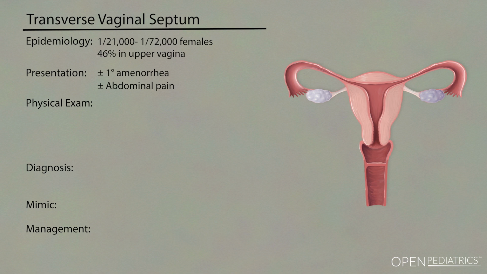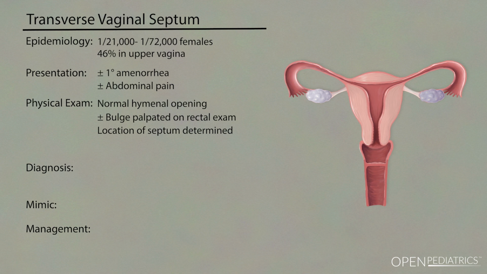Just as with variants of the hymen, there can also be microperforations in the vaginal septum, delaying the diagnosis due to non-obstructive symptoms, such as vaginal bleeding or foul discharge from an ascending infection. On physical exam, a normal hymenal opening is seen and a bulge can be palpated on rectal exam. The location of the vaginal septum, high versus low in the vagina, can usually be determined during the rectal exam by noting how proximal or distal the hematocolpos can be palpated.